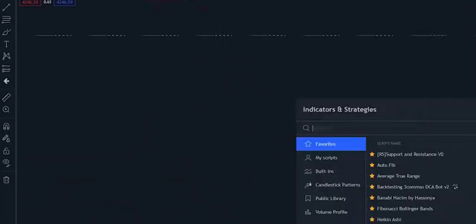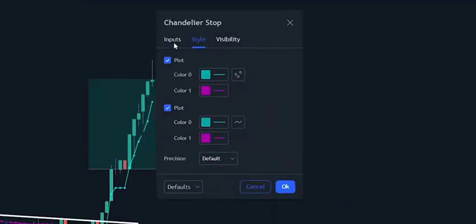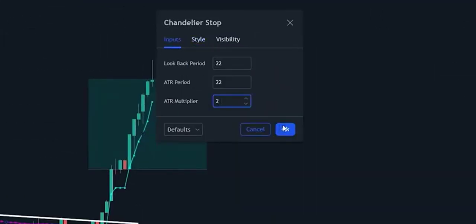To add this indicator, just go to Trading View, go to the Indicators tab, and type in chandelier stop. Then go to the indicator settings and change the ATR multiplier to 2. This indicator will give us our exit strategy.